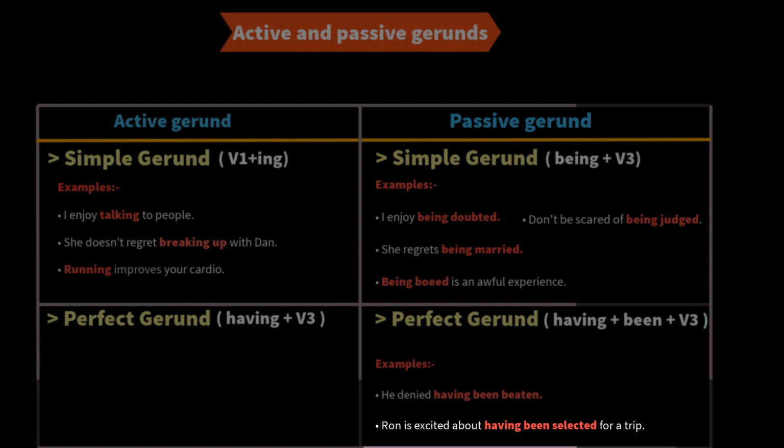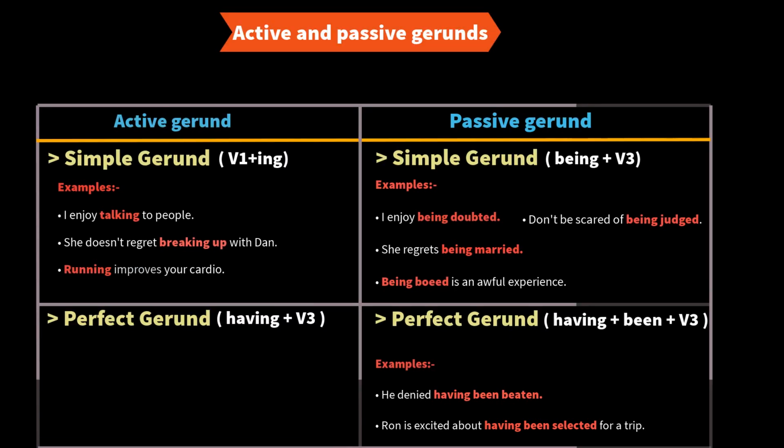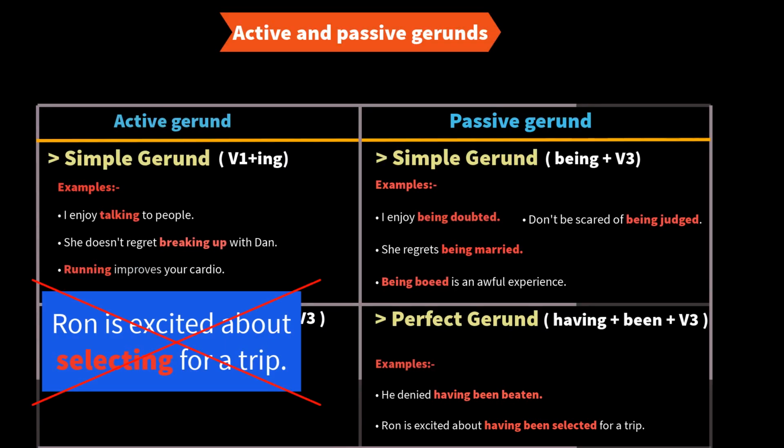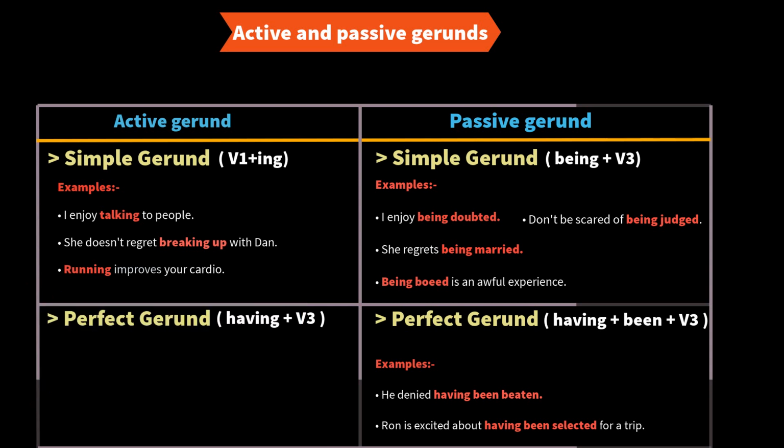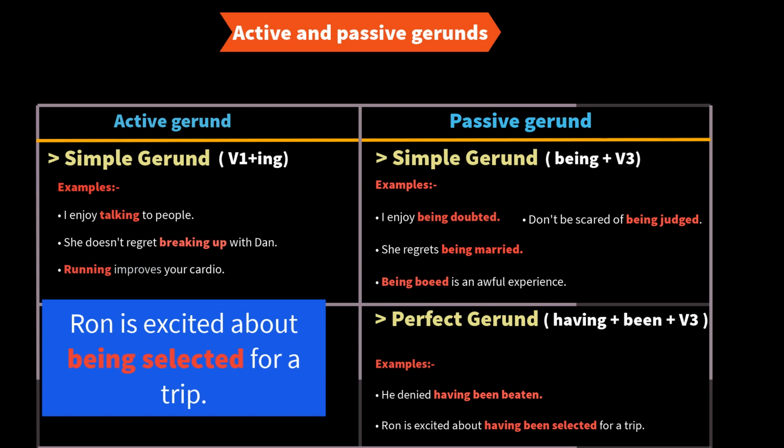Now, it is very important to use the right form of a gerund. Here, you're not going to use a simple gerund. I'm not going to say Ron is excited about selecting for a trip. No, no. He's not selecting anybody. He's been selected. He's receiving the action of selection, right? And that is why we need a passive form of a gerund. I can say Ron is excited about being selected for a trip. That would give the same meaning.